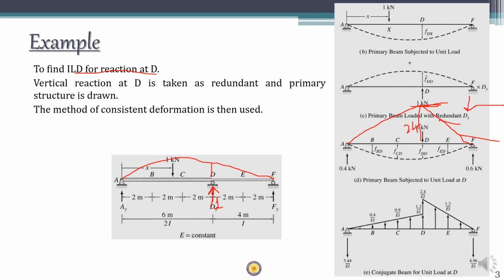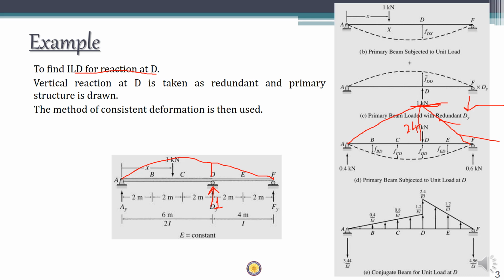When you have to load the conjugate beam, you have to load it with the M by EI diagram. Please note that for span AD, I is 2I, so 2.4 by 2EI becomes 1.2, and here it is 2.4 by EI only because for span DF the flexural rigidity is EI only. Okay, flexural rigidity is EI, right?